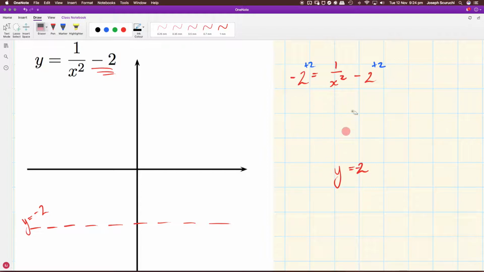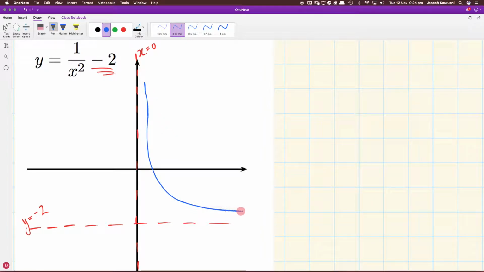Let me rub this out. My vertical asymptote is simply going to be x equals 0, because if x were to equal 0, I would get 1 over 0, which we know isn't possible. Finally, I draw in my truncus. Please don't get it confused with 1 over x, so they're both going to be like this.